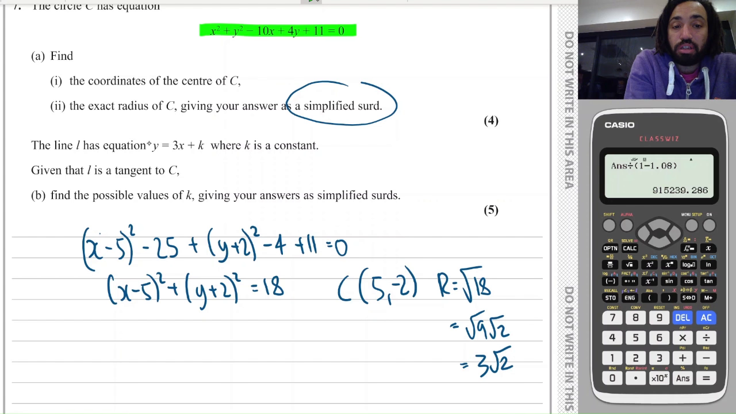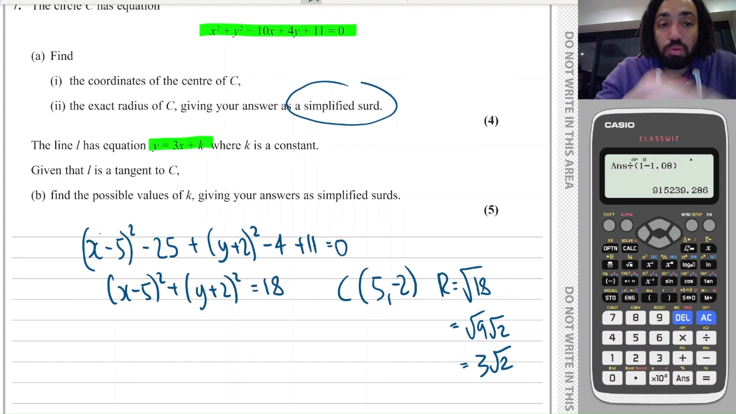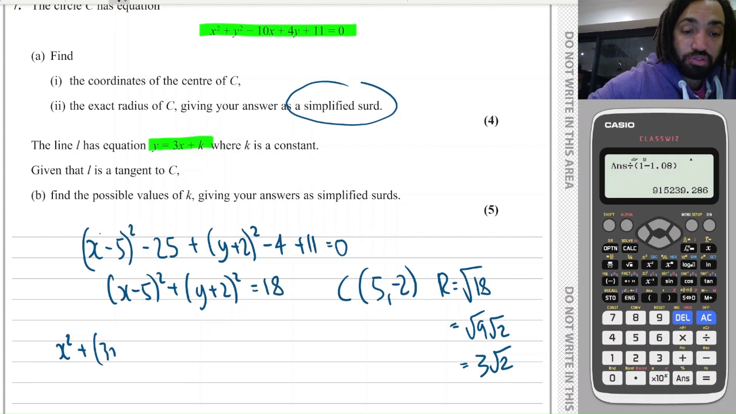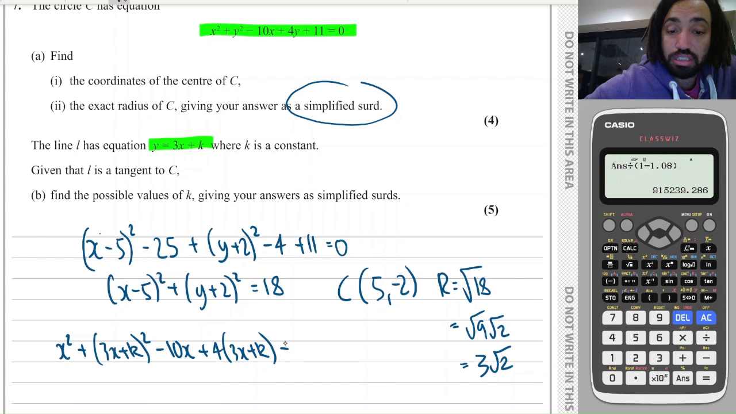And I'm going to sub in this. So I'm going to replace all the y's with that 3x plus k. So I'm going to get x squared plus, not y anymore, that's (3x plus k) squared. I'm going to get minus 10x, and plus 4 lots of (3x plus k), and plus 11, and that equals 0.